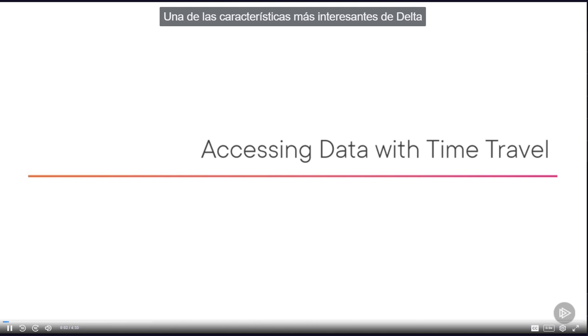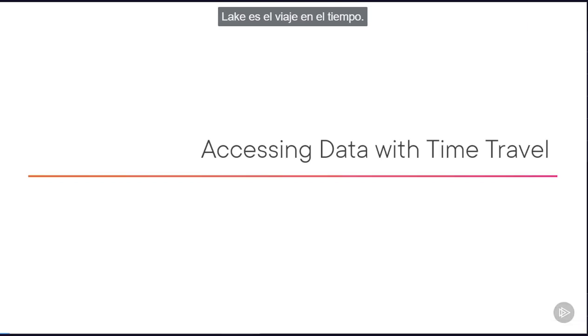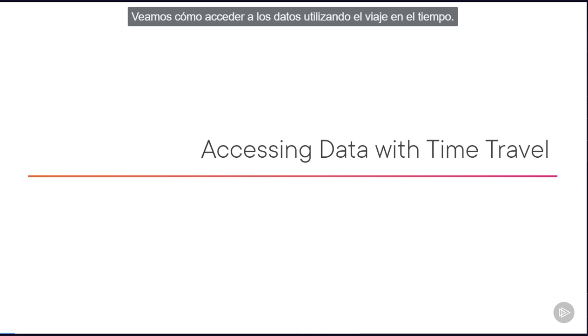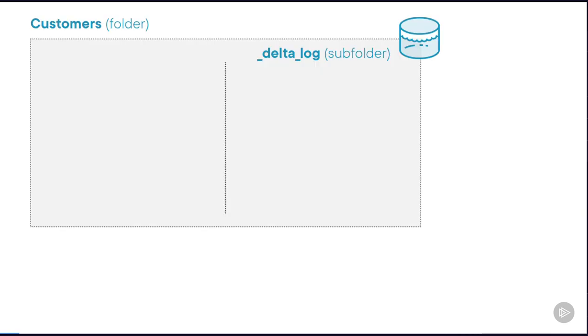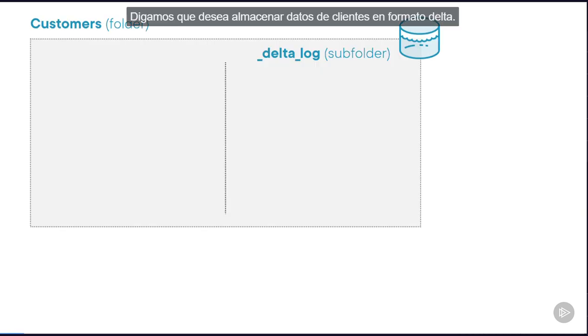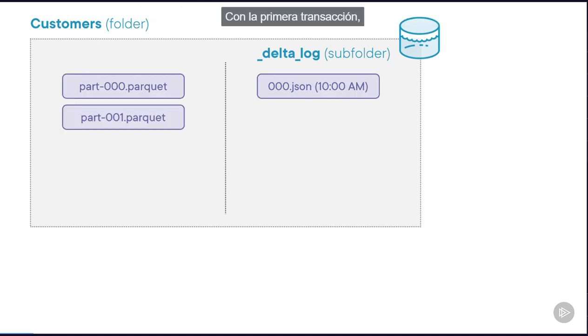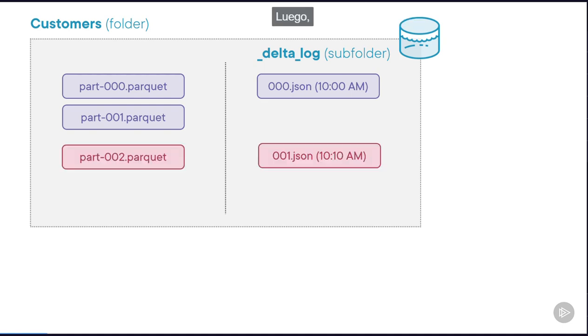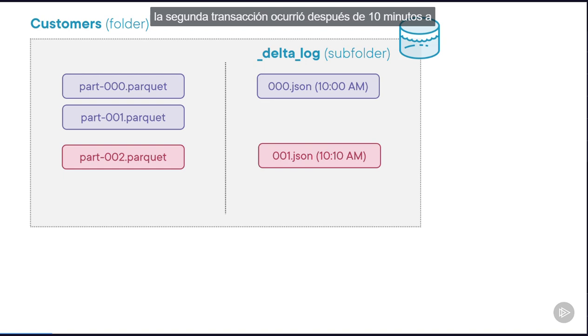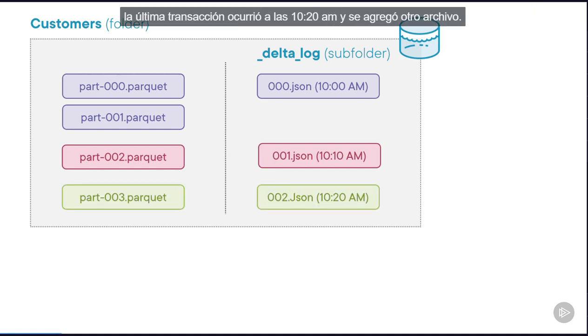One of the most interesting features of Delta Lake is time travel. Let's see how to access the data using time travel. Let's take an example. Say you want to store customer data in Delta format. With first transaction, 2 files have been written and a log file as well. Let's say this transaction happened at 10 AM. Then second transaction happened after 10 minutes at 10:10 and 1 file was appended. Finally, the last transaction happened at 10:20 AM and another file was added.